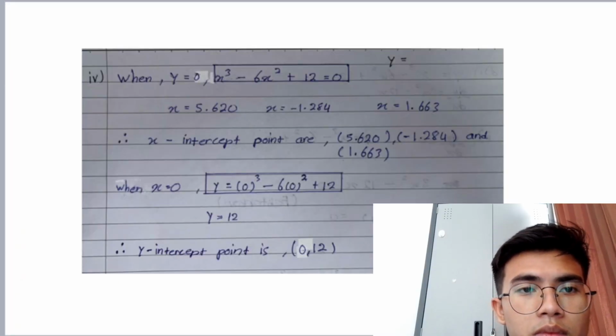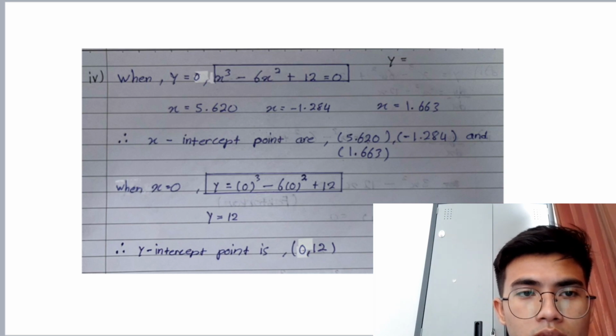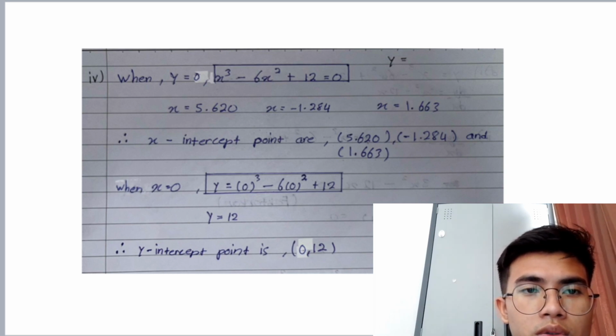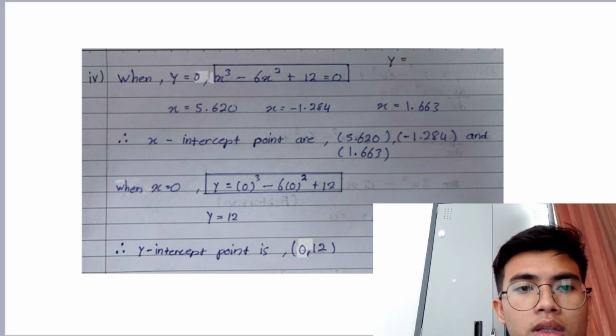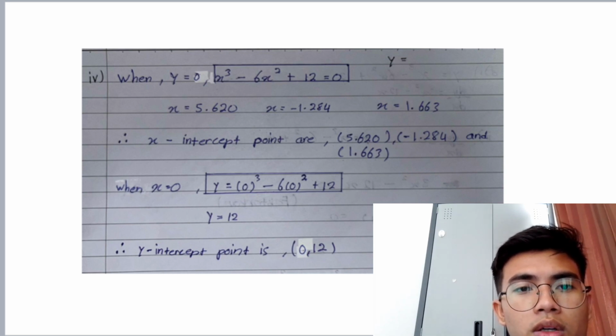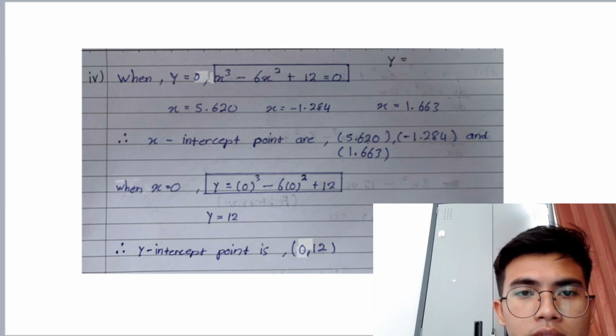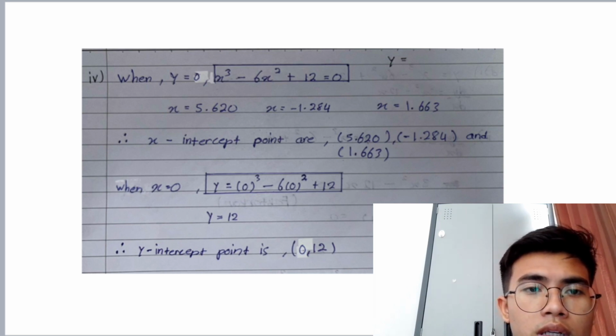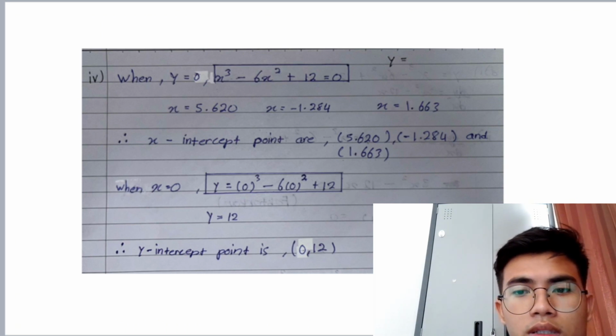For question 4, determine the x-intercept and y-intercept points. The x-intercept point is where y equals 0. So when y equals 0, x cubed minus 6x squared plus 12 equals 0, and we get x1 equal to 5.620, x2 equal to negative 1.284, and x3 equal to 1.663. So we got the number of x-intercept points is 3.